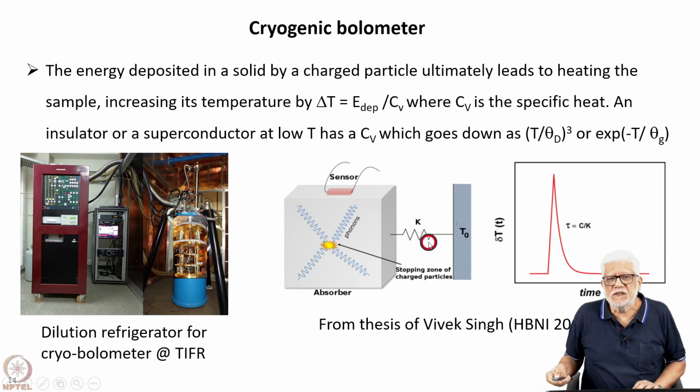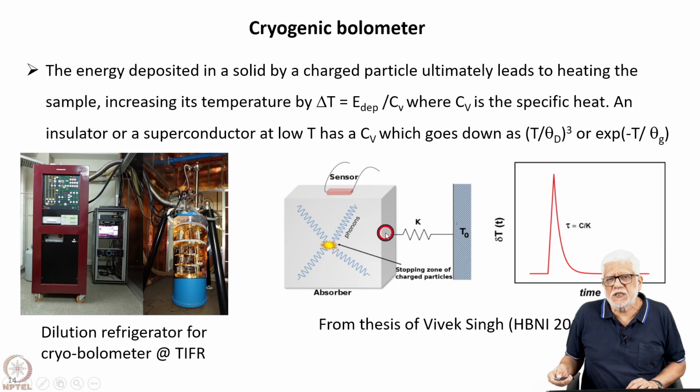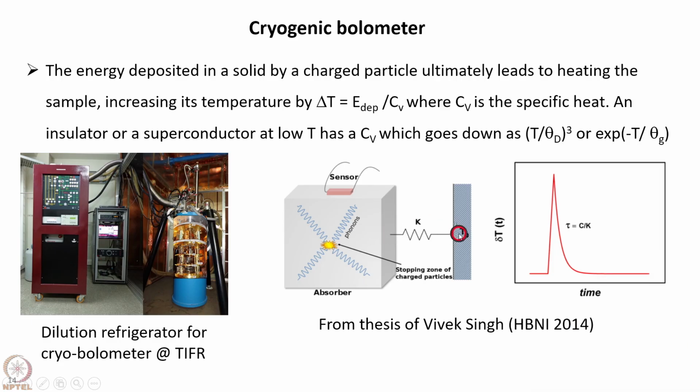So, the idea is like this: if you have an absorber, then this produces heat, and then you have a sensor which actually measures the increase in temperature. Of course, you have to calibrate this detector at that low temperature and so on, and then this heat is dissipated to a thermal bath at this temperature, and you get a thermal pulse, the delta T as a function of time, like this, and the time scale here is of the order of hundreds of milliseconds. This is taken from a thesis of Vivek Singh written up in 2014.